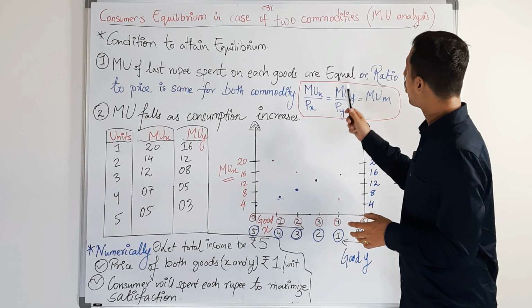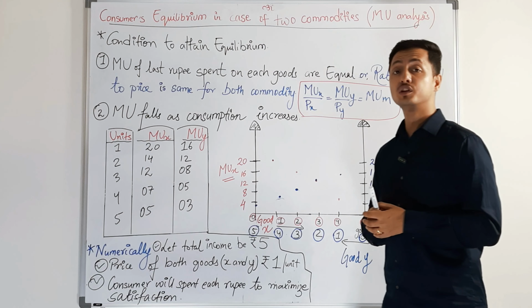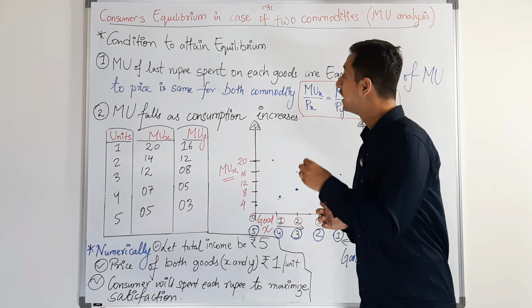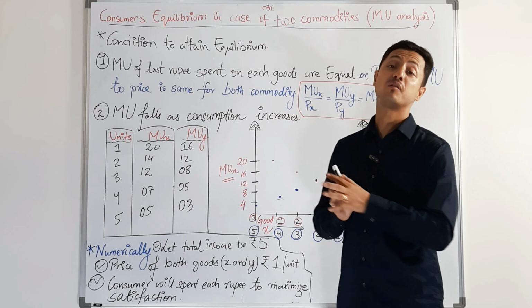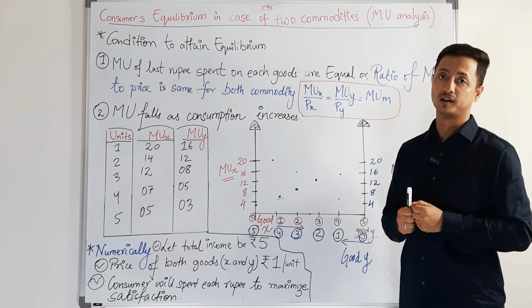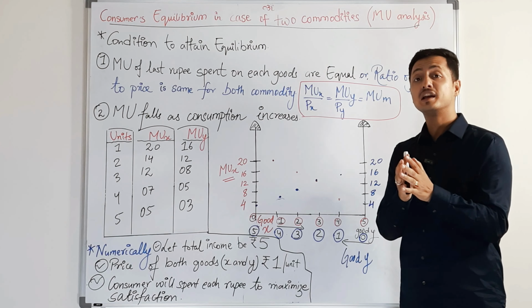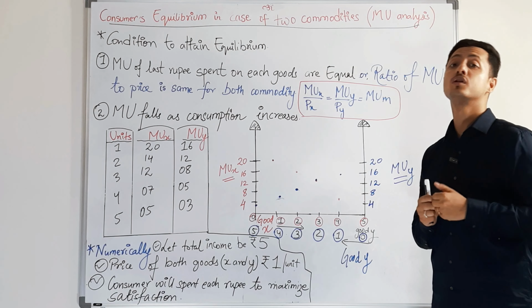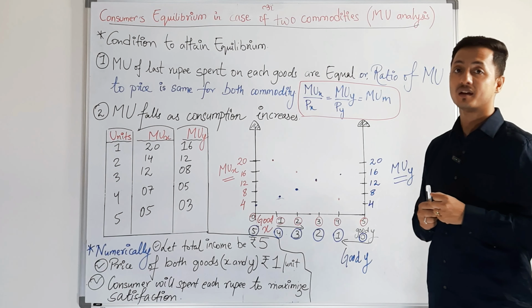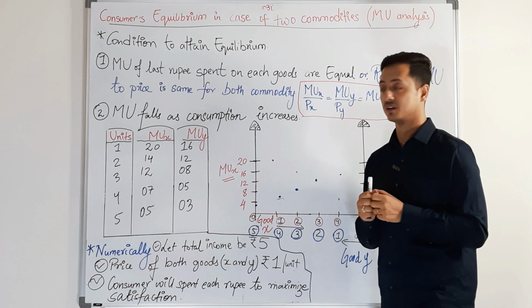Alright? You can also write that the ratio of marginal utility to price is the same for both commodities. Symbolically, MUx by Px equals MUy by Py equals MUm, that is, the marginal utility of money. So the ratio of marginal utility and price for both the commodities is the same, right? So this is the first condition.